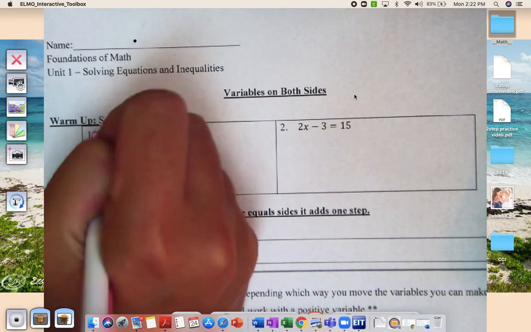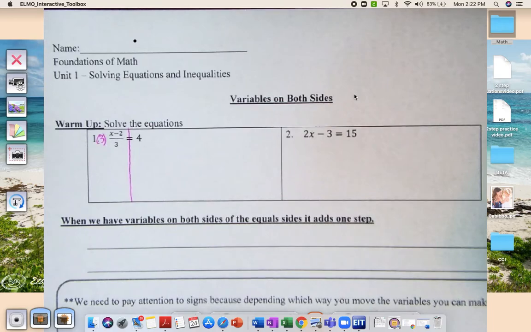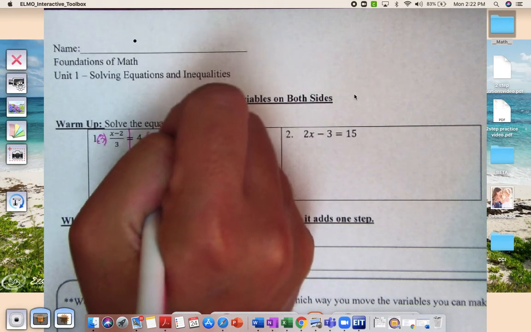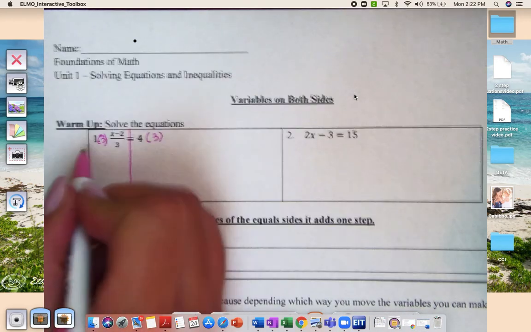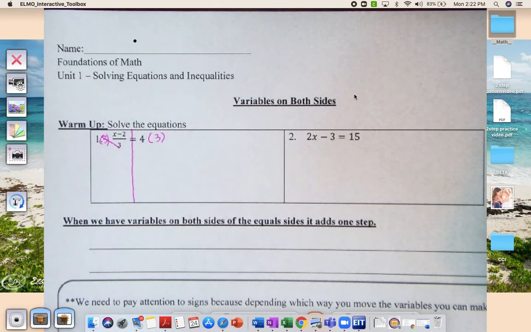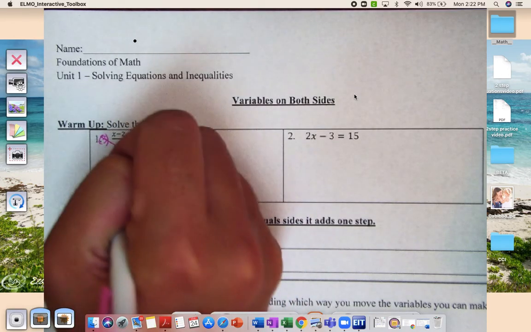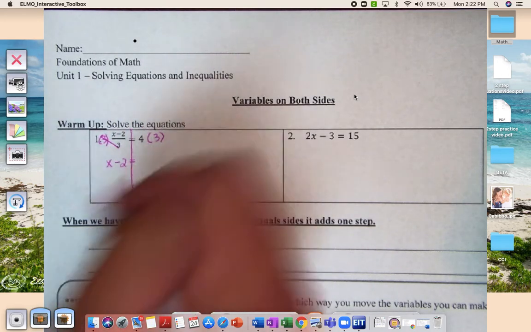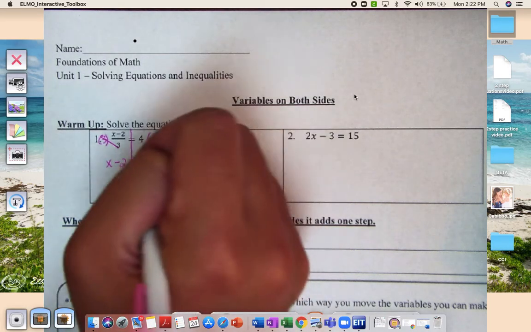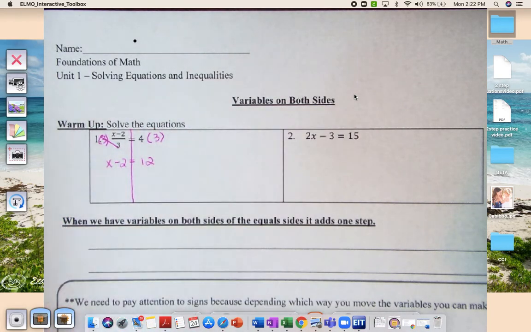We know we have to balance our equations, so what I do to one side of the equal sign, I must do to the other. These 3's cancel each other out. That's our entire purpose of inverse operations. So I am left with x minus 2 is equal to 12. 4 times 3 gives me 12.